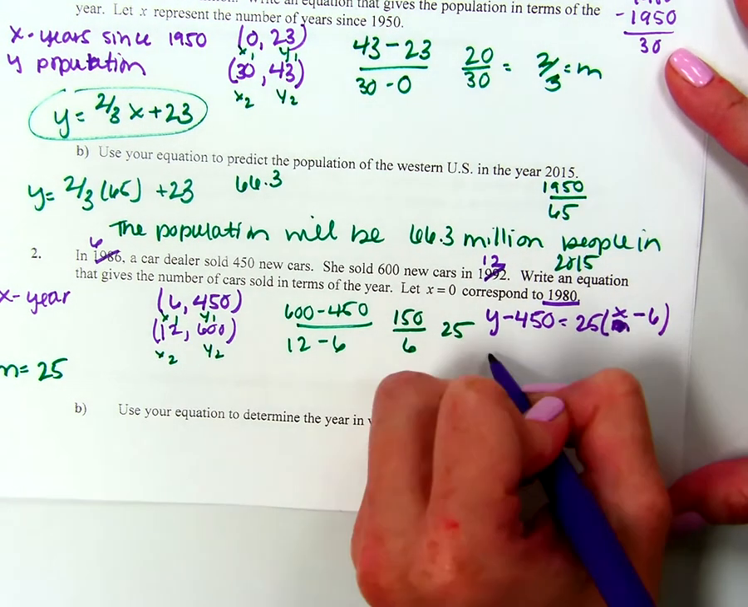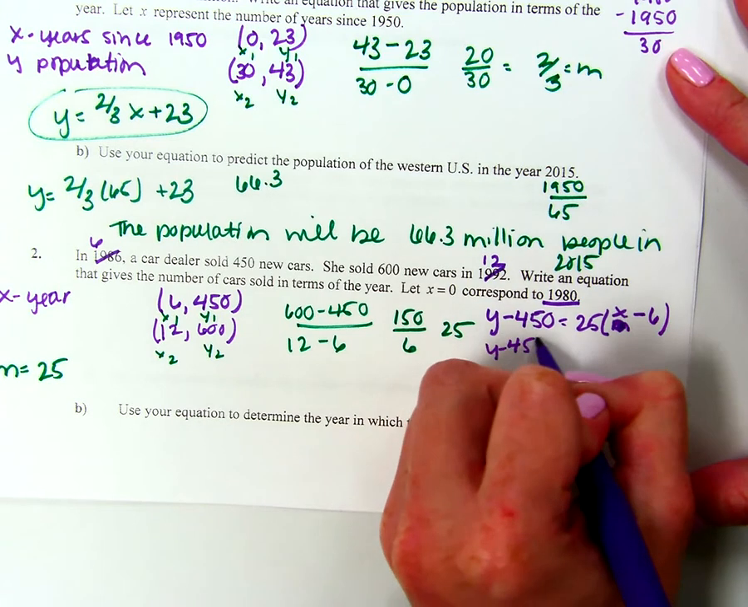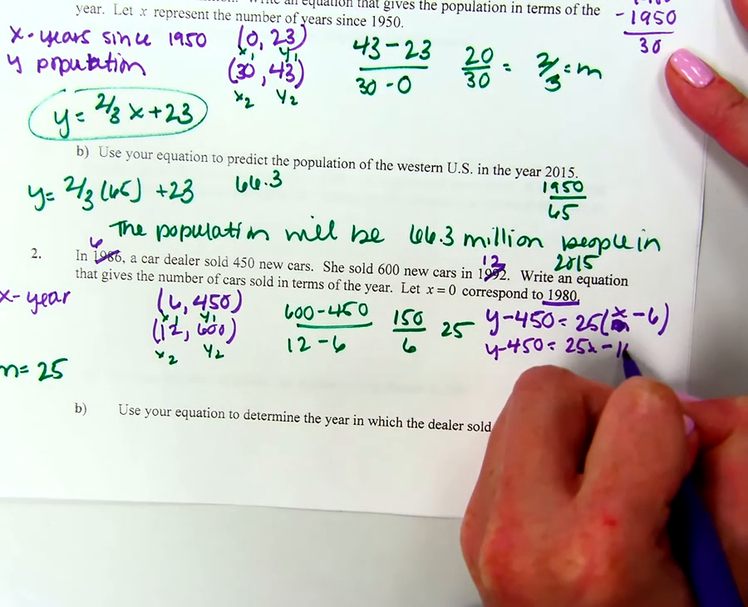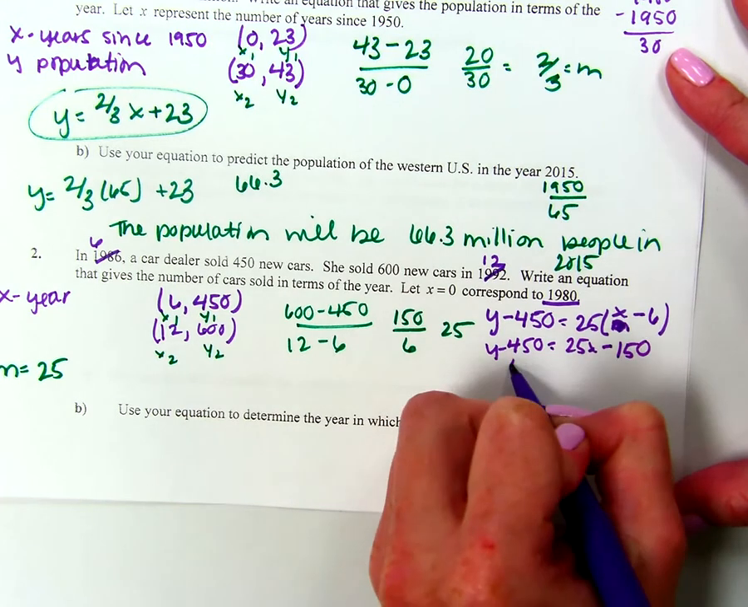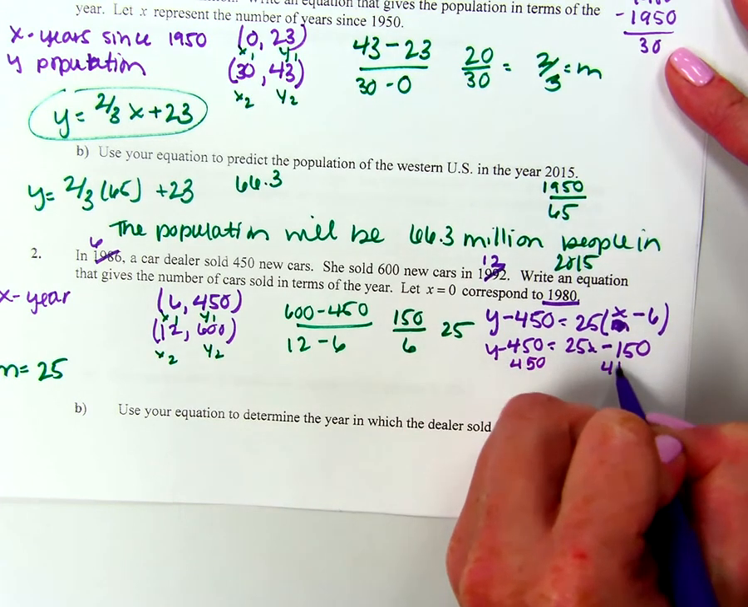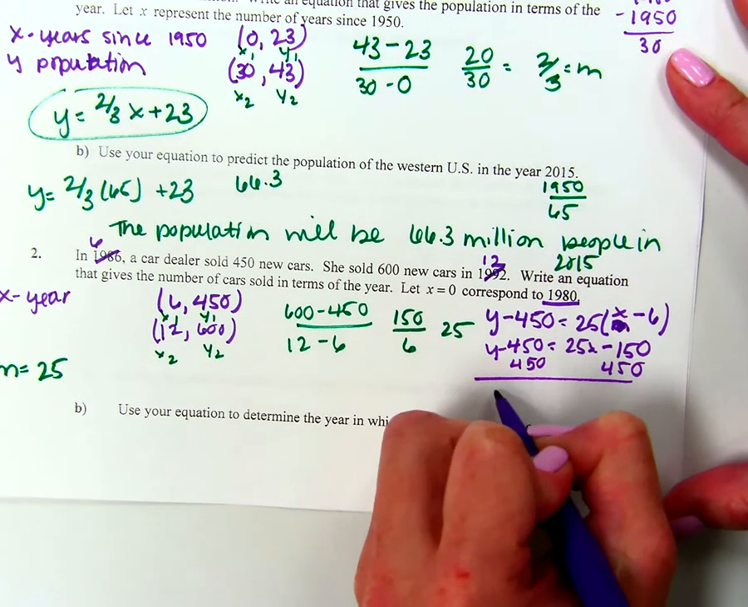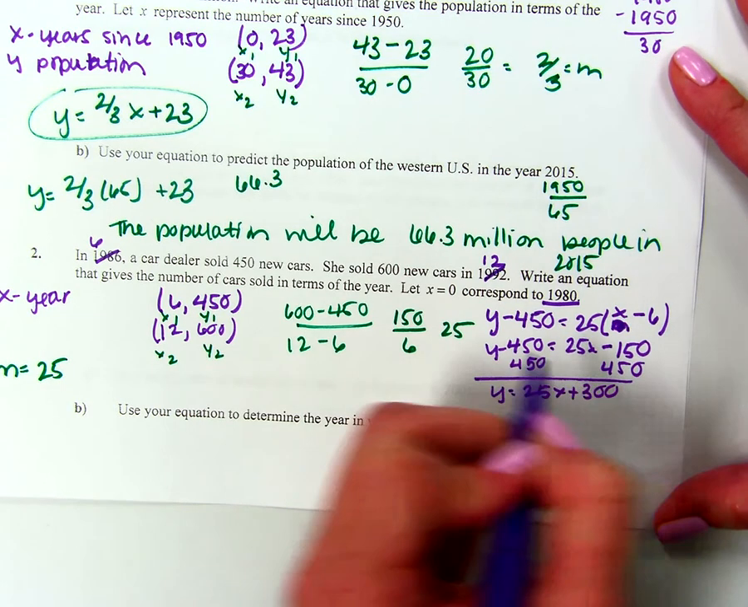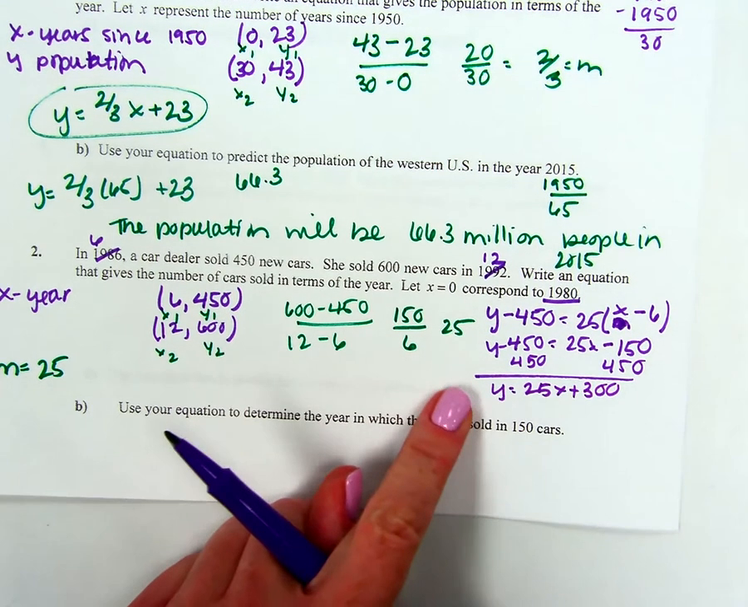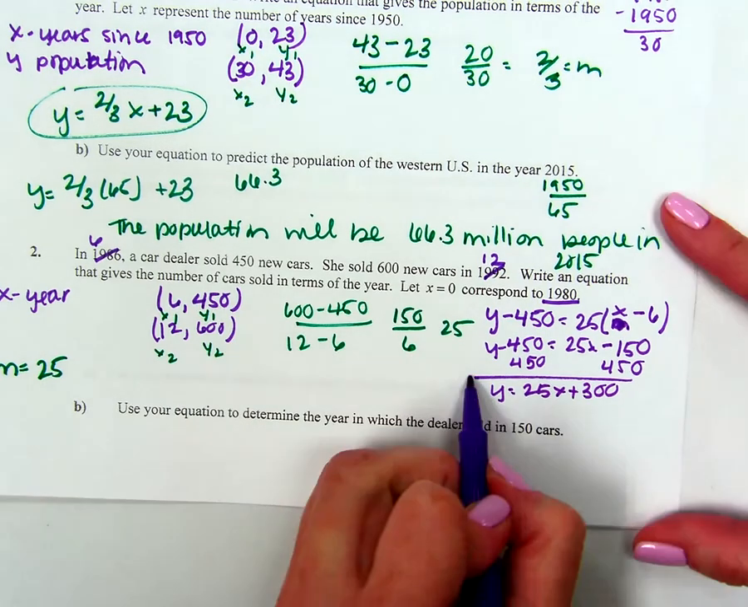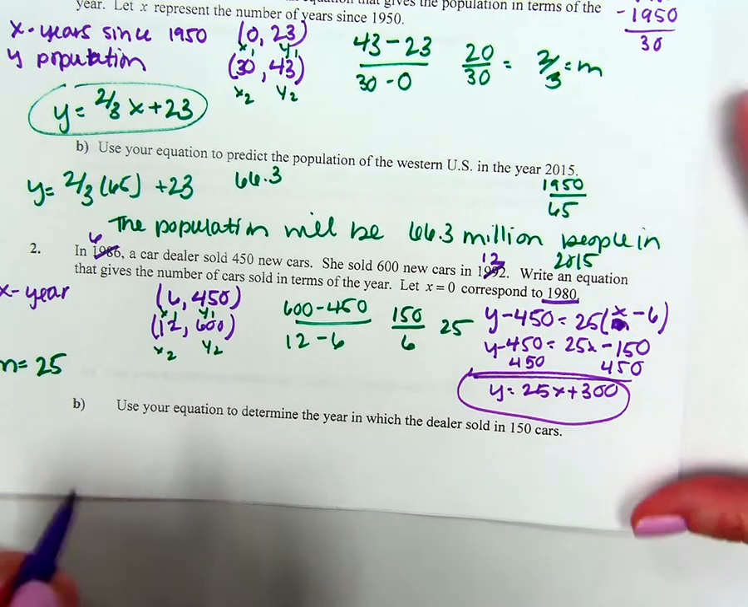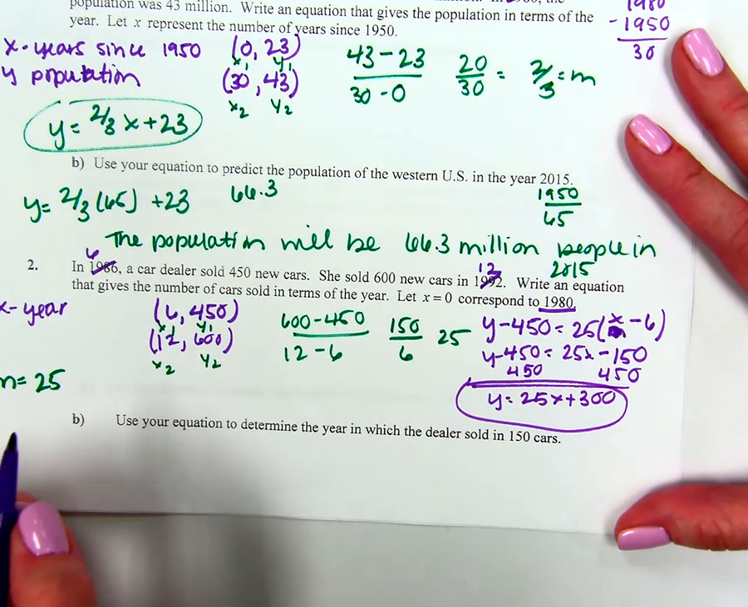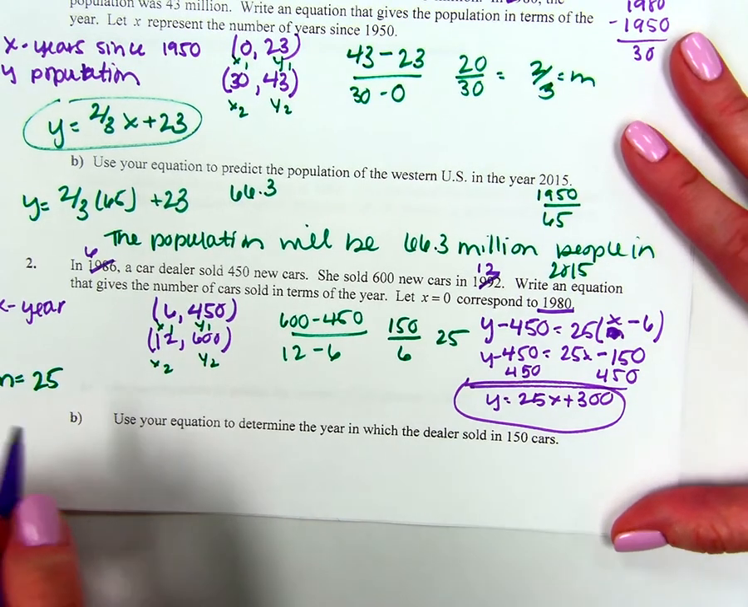So I'm going to distribute that. So I have y minus 450 equals 25x minus 150. And then I'm going to add 450 to both sides. So I now have y equals 25x plus 300. So there's my equation there. So I just solved for my equation. And now B says, use my equation to determine the year in which the dealer sold 150 cars.